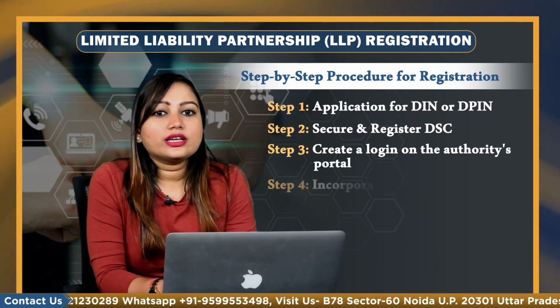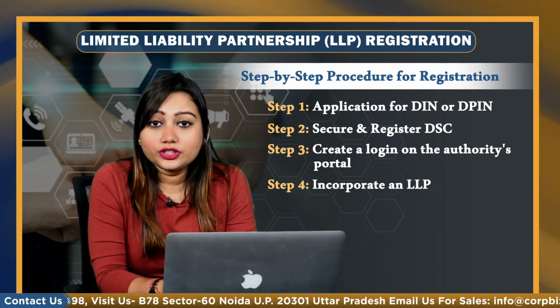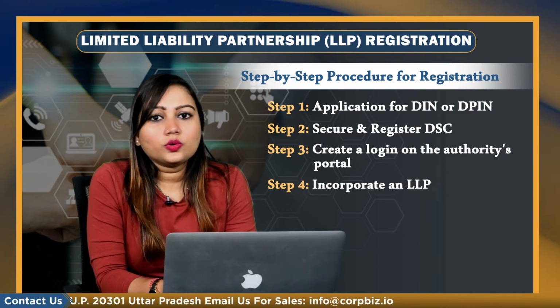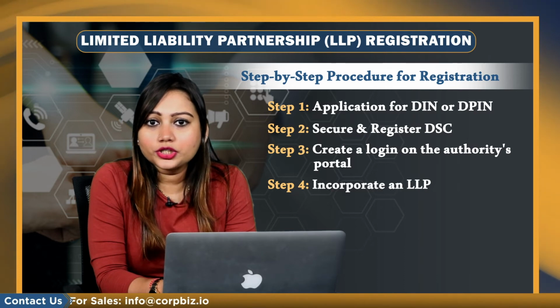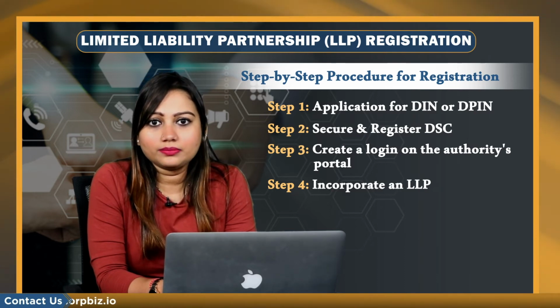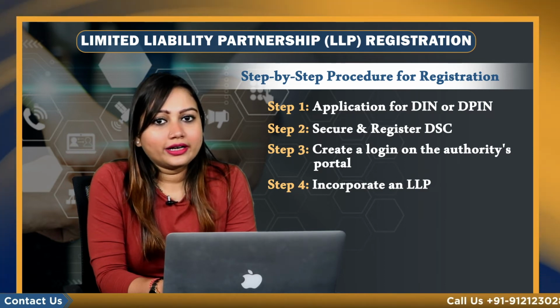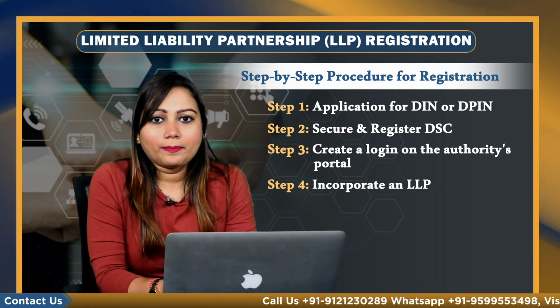Step 4 includes incorporating an LLP. Using Form 1 for the registering of the proposed LLP name. After name approval, proceed to address incorporation formalities such as facilitation of incorporation document and subscriber statement. After form approval, you will receive an email relating to the same. It also shows the status approved to confirm the applicant.